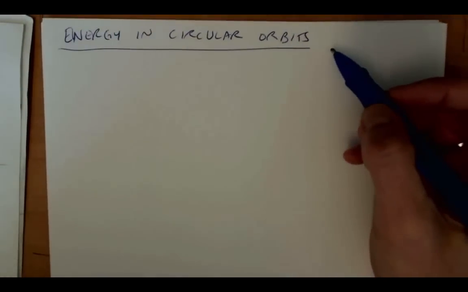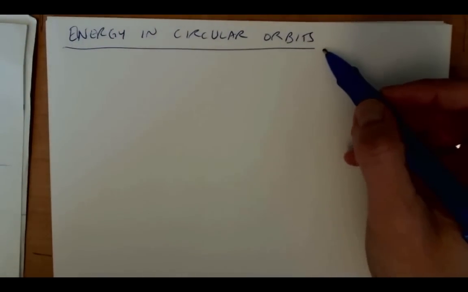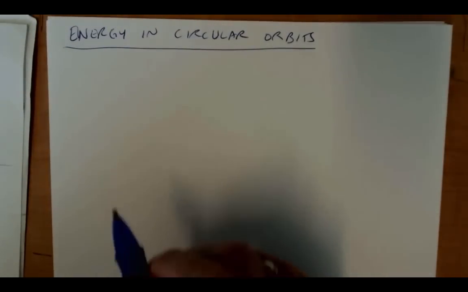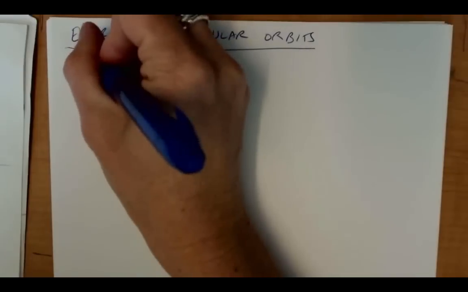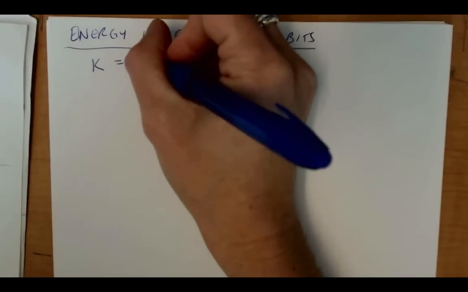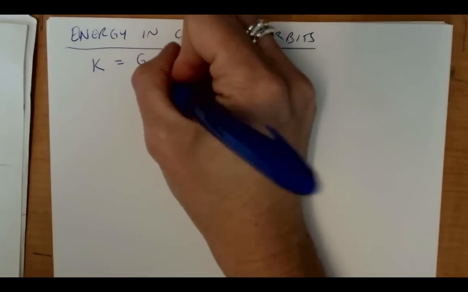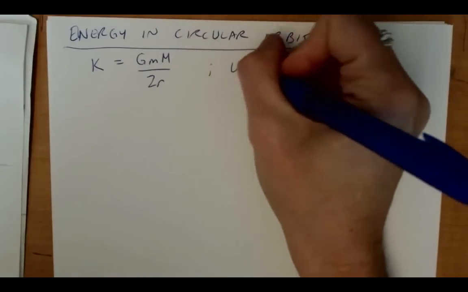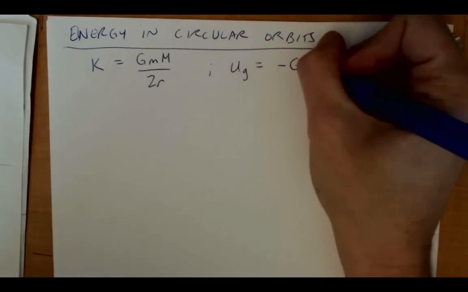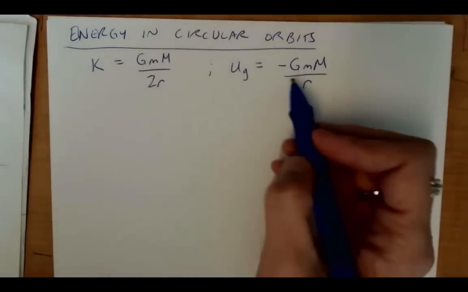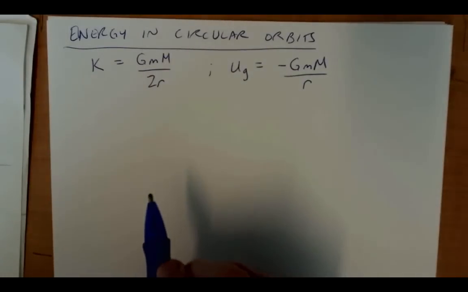So we can now combine these ideas of gravitational potential energy and kinetic energy of circular orbits to talk about overall energy considerations in circular orbits. We have the kinetic energy, as we just found, was G times m over 2r, and the gravitational potential energy was negative G little m big M over r. Note these are very similar, although this one has a negative sign and there's no 2.